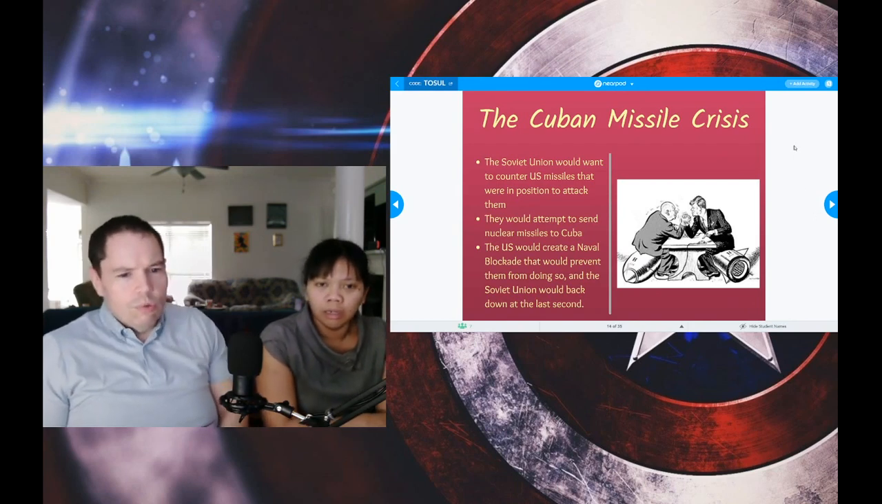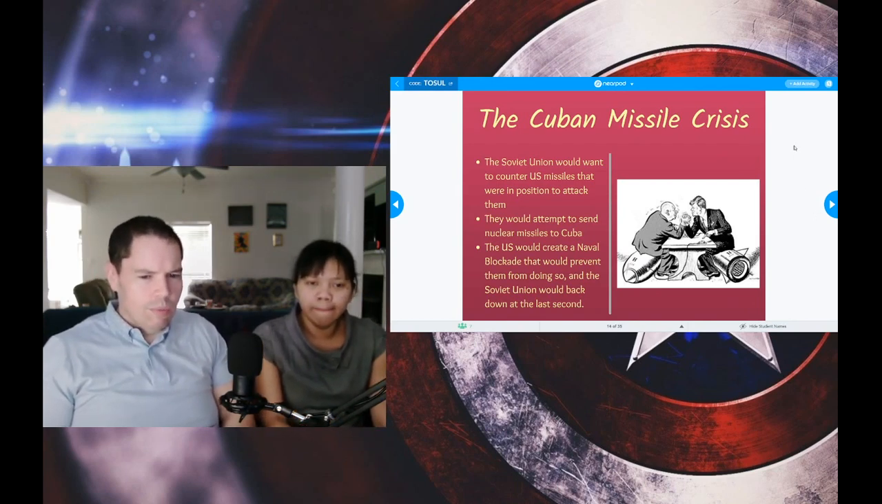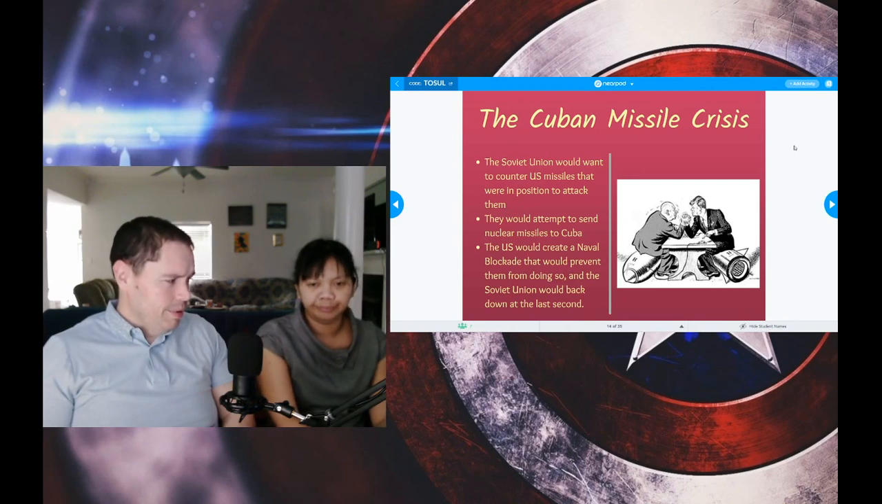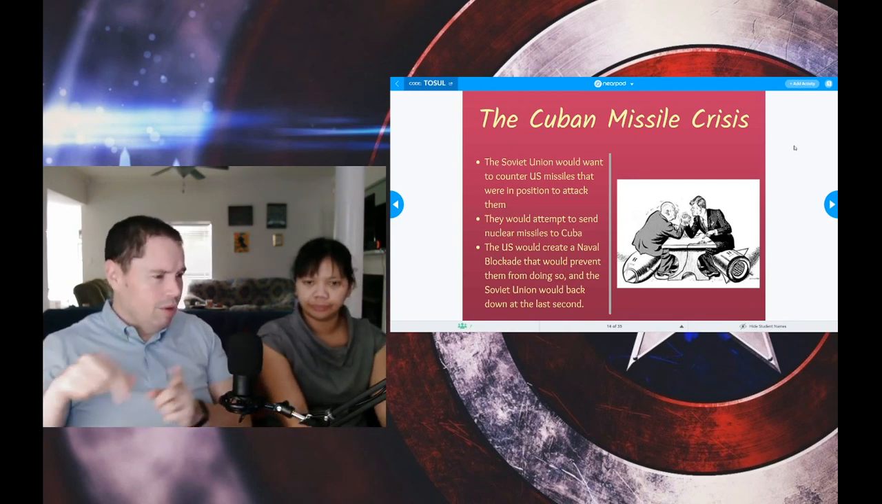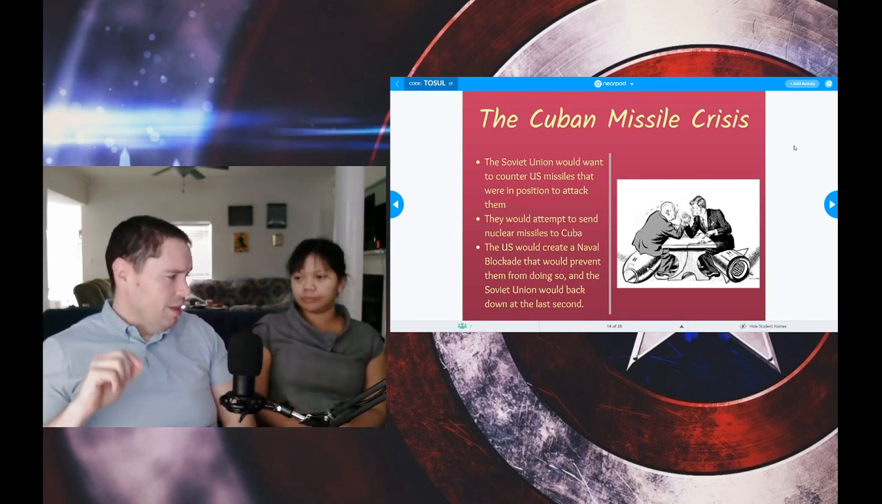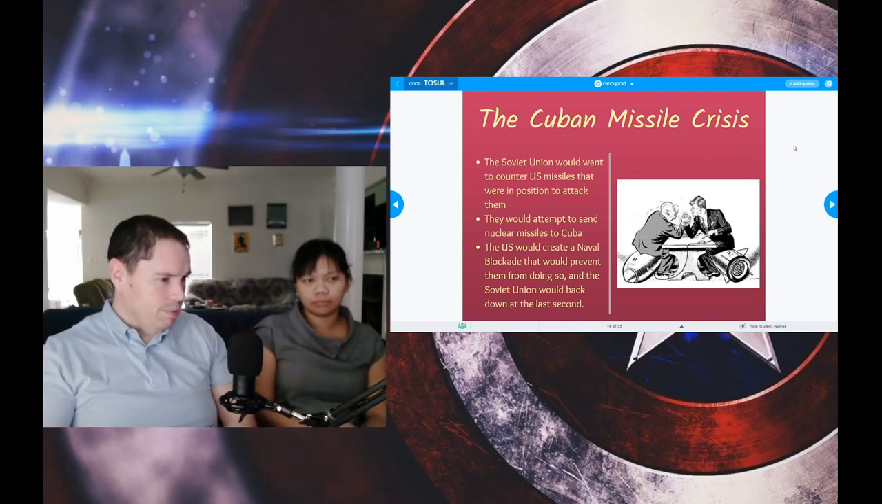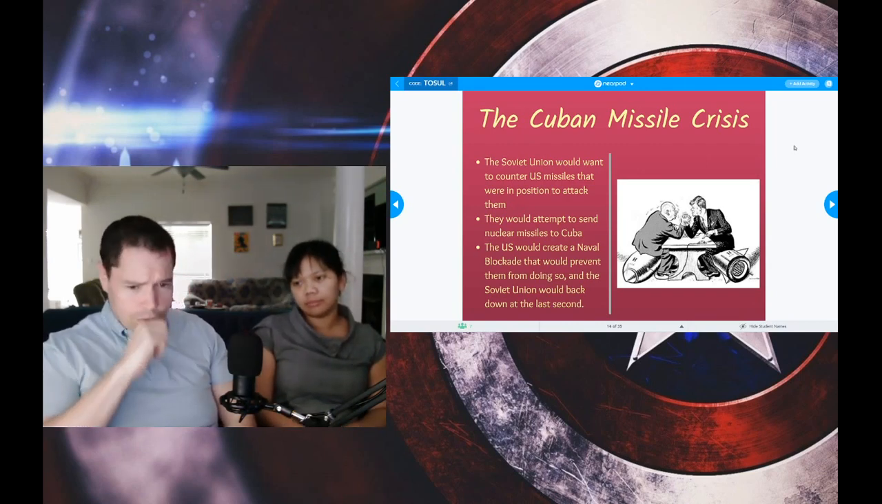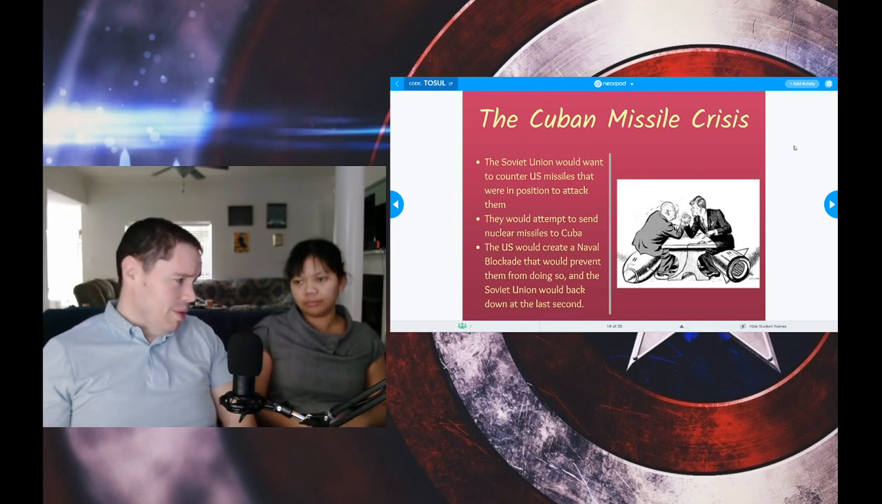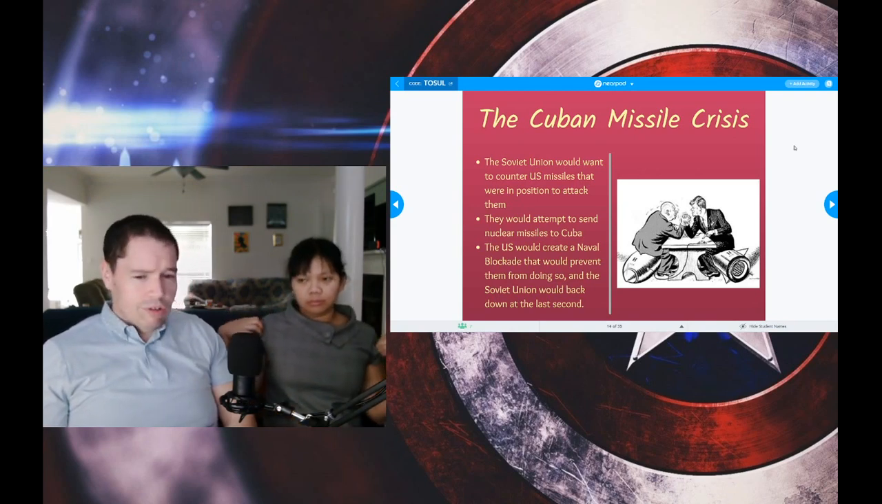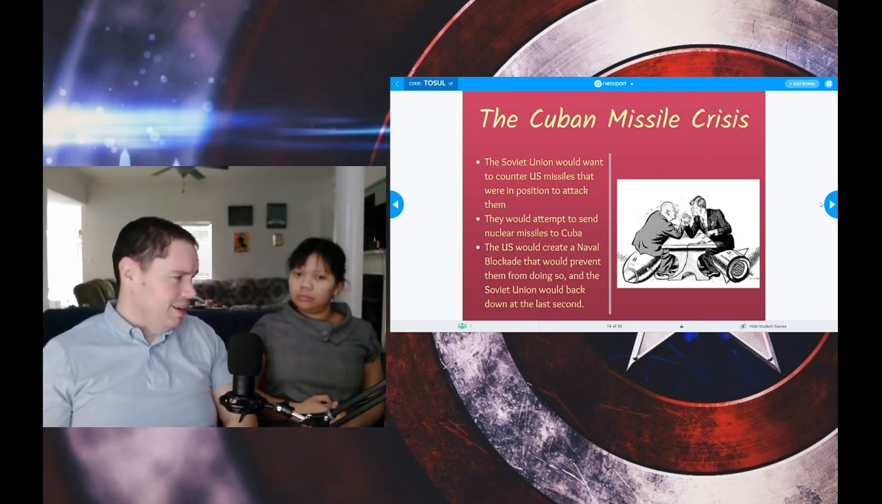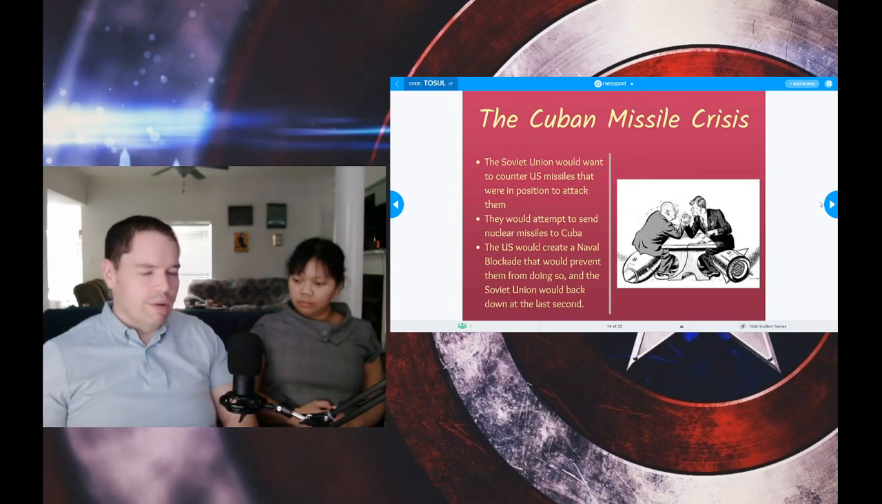Okay, so the Soviets would want to counter U.S. missiles that were in position to be able to attack them. We started putting missiles all over the Soviet Union. So if they acted like a bad actor, we could push the button and launch those missiles. And they wanted to be able to do that right back to us. So they started trying to send missiles to Cuba. And we created a naval blockade. And we kind of went over that in detail in the JFK administration, so you can see that in greater detail.